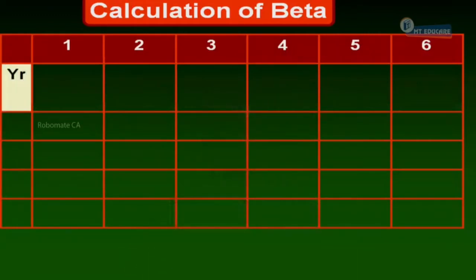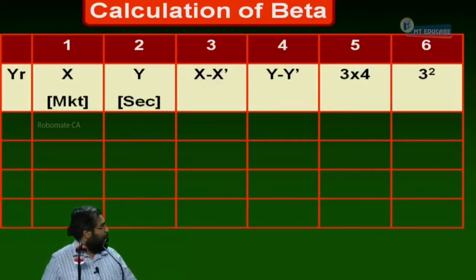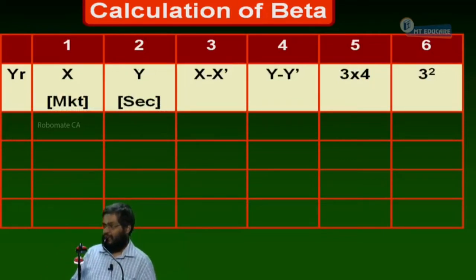Have the following columns. Year and then 6 columns. Year, first is X. X axis means what? Market. Y. Y is security. X minus X bar. Y minus Y bar. What is 3 into 4? X minus X bar into Y minus Y bar. Why do you want that multiplied number? Covariance calculation. Yes or no? Next, 3 squared means X minus X bar the whole square. Why do you square X minus X bar? To find out the standard deviation of the market portfolio.